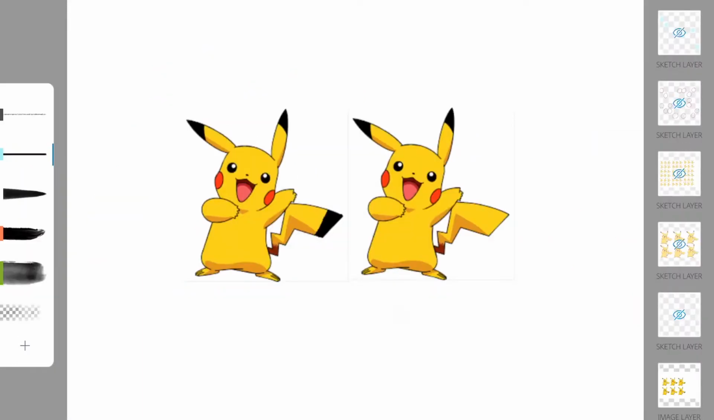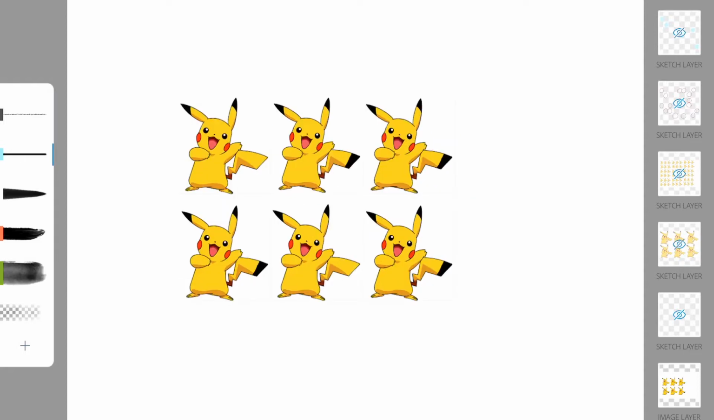Now let's consider these 2 Pikachus, one with a black stripe on the tail and one without. Let's assume the stripe has no impact on reproductive ability or overall fitness. In a population of 6, as represented here, by chance only 2 will reproduce.